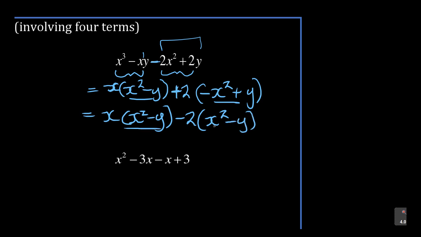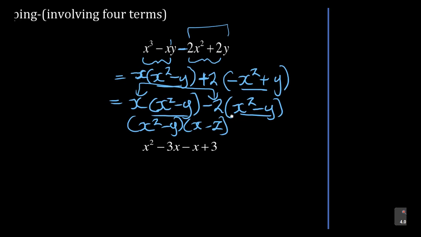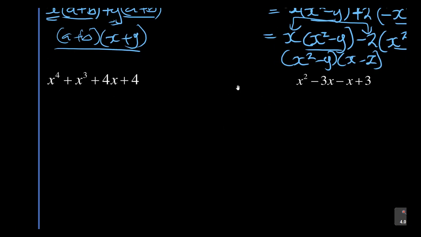Then you've got something common. Now you've got your x squared minus y and x minus 2. Outside the bracket are those two terms. All right, so that is not really hard, but it's a matter of you getting that.